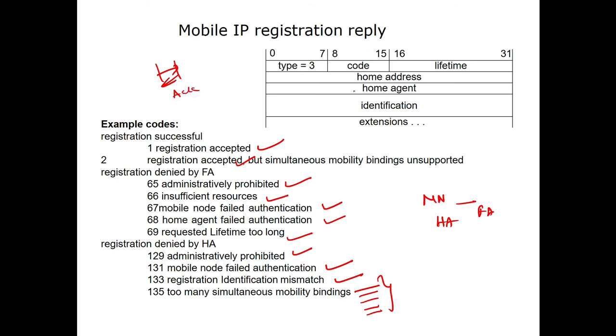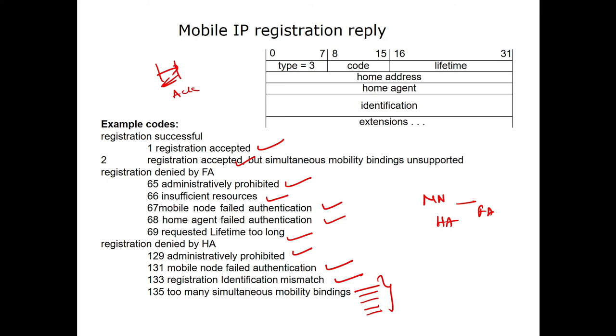So the reply has a packet frame format, which is from 0 to 7, the type value is 3, and 8 to 15 is the code value, 16 to 31 corresponds to the lifetime. So when the registration is successful, code 1 means registration accepted, 2 stands for registration accepted but simultaneous mobility bindings unsupported. 65 stands for administratively prohibited, and 66 stands for insufficient resources.